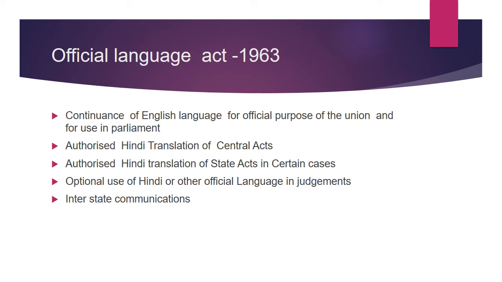The main features of the Official Language Act 1963 are the continuous use of the English language for official purposes of the Union and for use in Parliament, authorized Hindi translation of central acts, authorized Hindi translation of state acts in certain cases, and optional use of Hindi or other official language in judgments and in state communications.